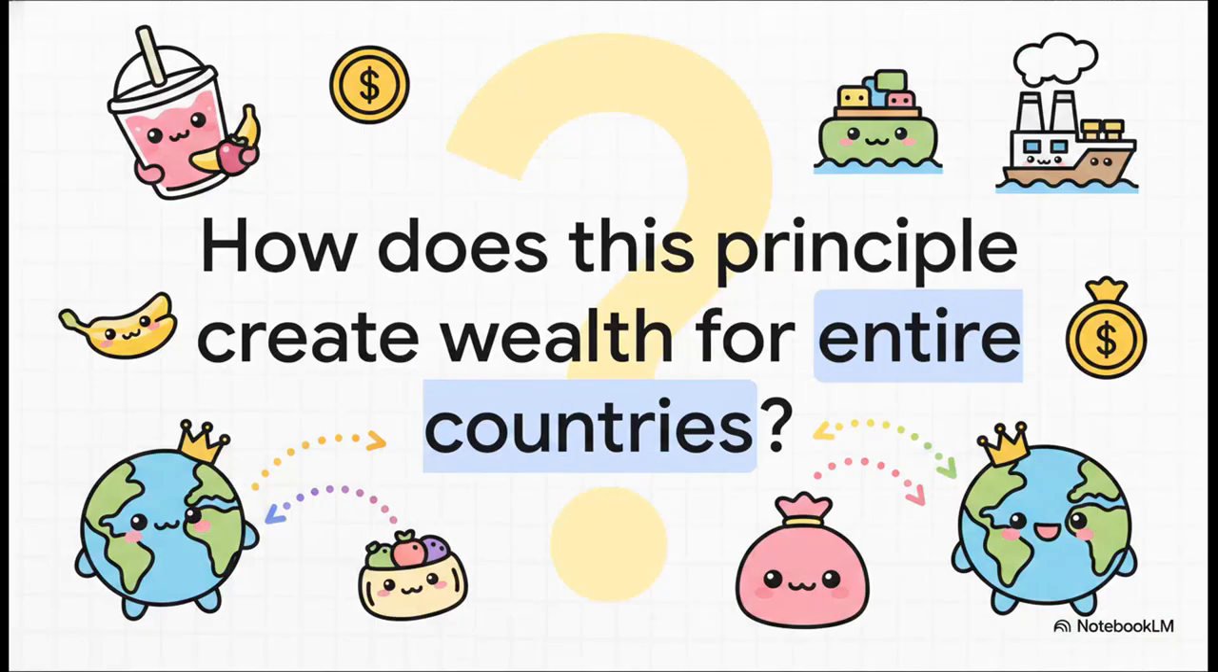And that leaves us with one final big question to think about. We just saw this principle work for two people, Liz and Joe. So how does this exact same idea scale up to create wealth for entire nations that specialize in trade with each other?